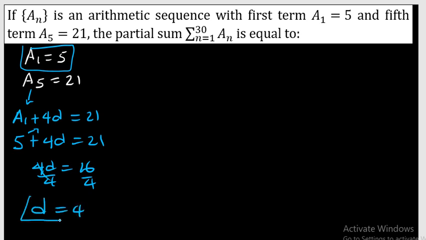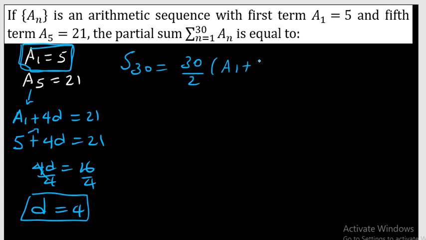These are the main or the critical points, A1 and the common difference in case of an arithmetic sequence. Then whatever is asked, it will be easier. We are asked the sum of 30 terms. So sum of 30, let's state the formula first. Sum of 30 is equal to 30 over 2 bracket A1 plus A30.